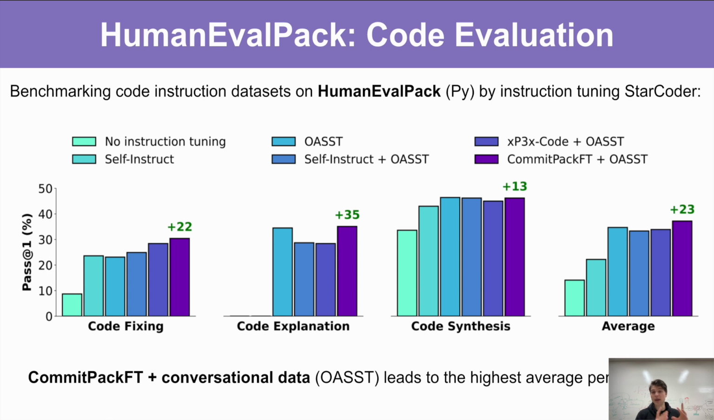We find that we get the best performance by combining CommitPackFT that we created with OASST, which contains mostly conversational data. Especially for code fixing, we find that CommitPackFT is really critical because it contains a lot of samples that have some code before with some bug, and then the commit message describes a fix that was done to address that bug, and then the code after is the fixed version, which lines up very well with this task of code fixing.